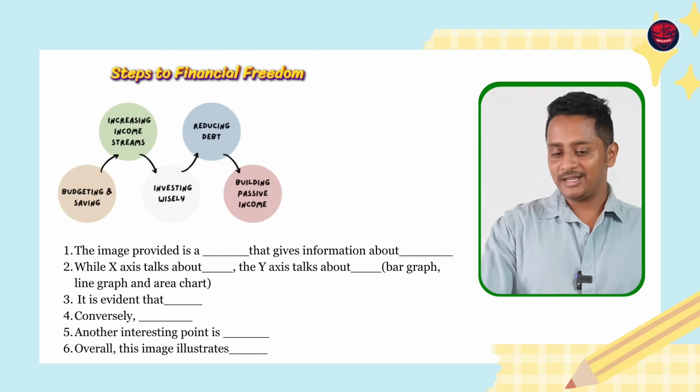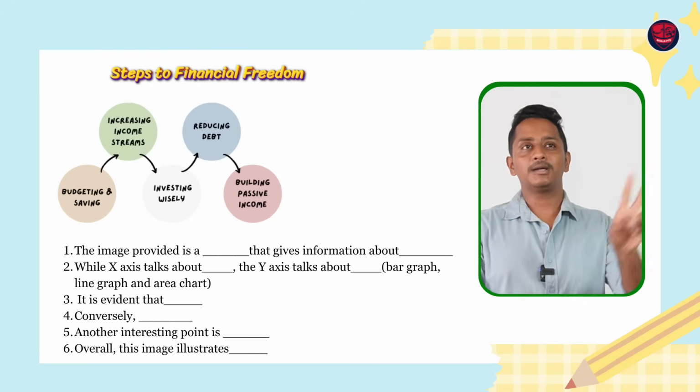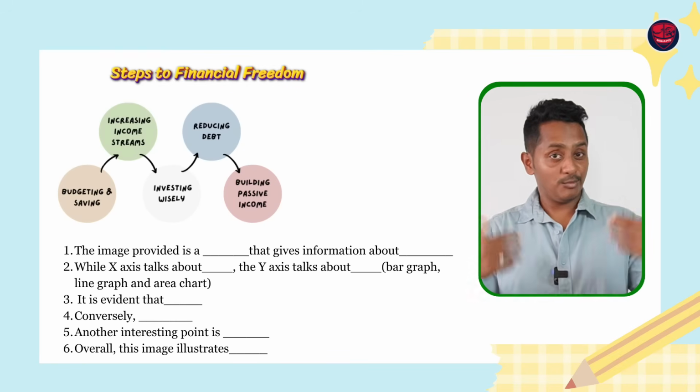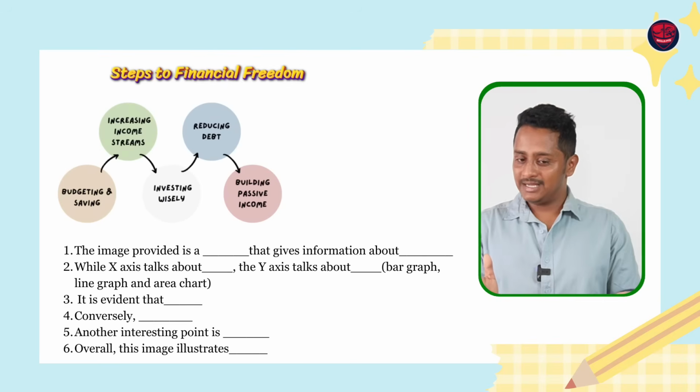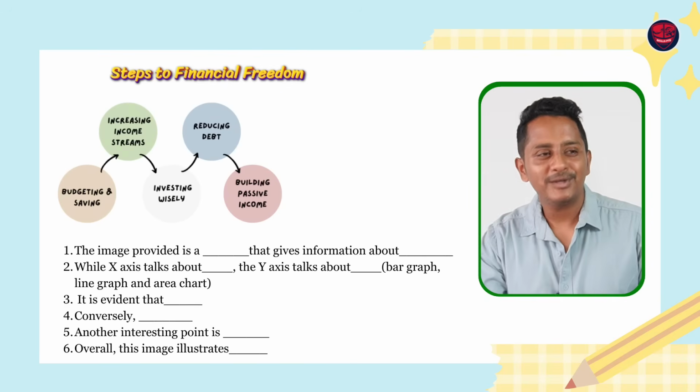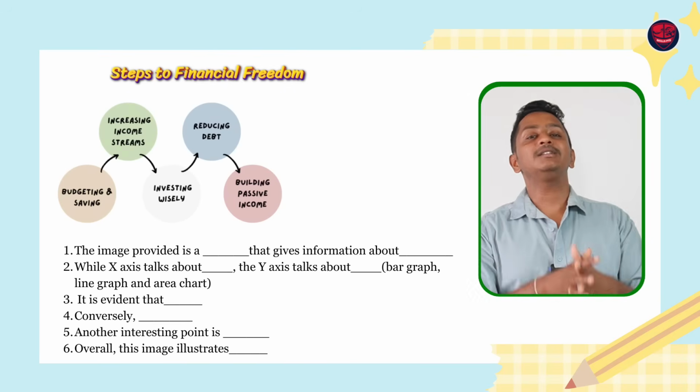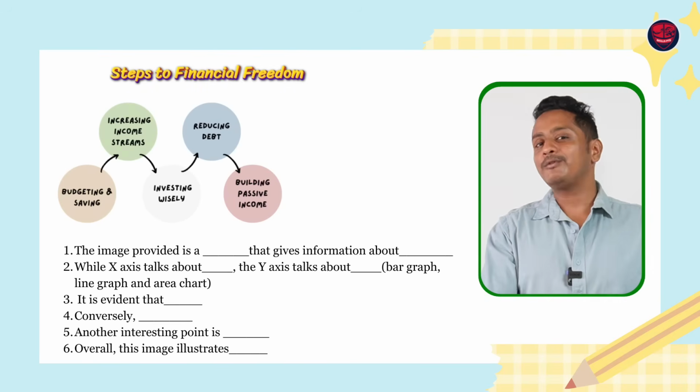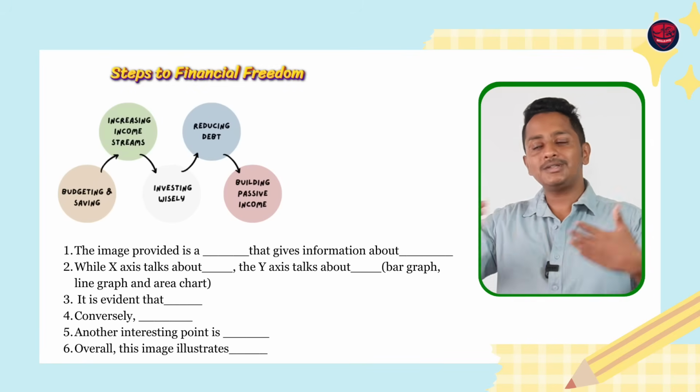The next step is increasing the income streams. Probably you need to work on parallel income streams so that you can get more money. You don't have to worry about anything. The third step is investing wisely. Once you start earning money, you start investing them, probably in the stock market or anywhere where you get quick returns." This way you start speaking.